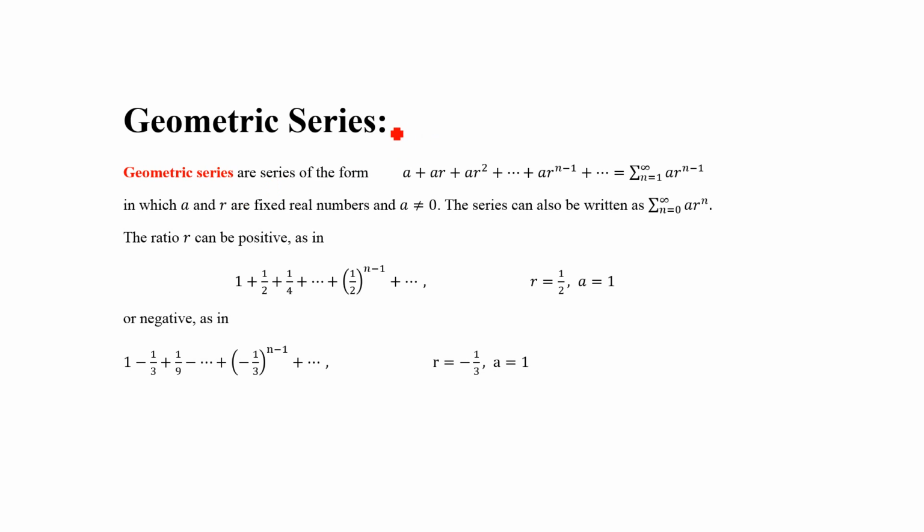Geometric series. We are already familiar with the geometric sequence, and the terms of a geometric sequence are a, ar, ar squared, and so on. So the nth term of this sequence is ar^(n-1). By adding all the infinite number of terms of the geometric sequence, we have the geometric series like this.